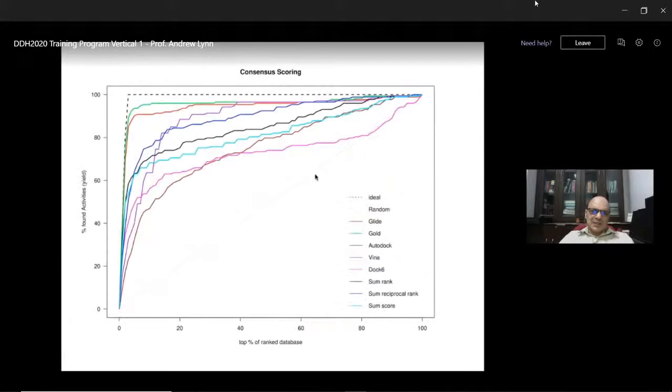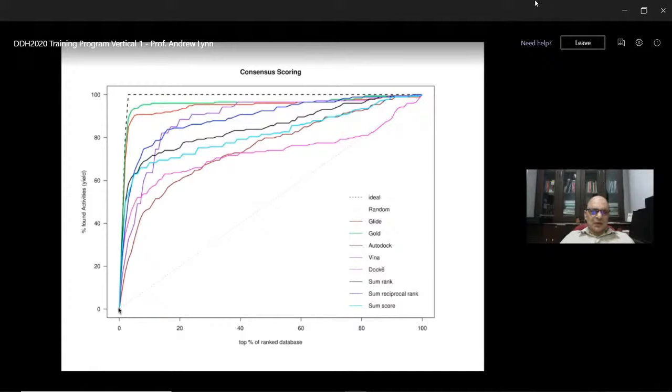Now, this is the enrichment plot, and I'll describe this, even though some of you may know it. If we have the entire database of small molecules that we've used, in my example about 1,000 small molecules, this is the percentage of the ranked database. On the y-axis is the percentage of actives, the active positive controls.